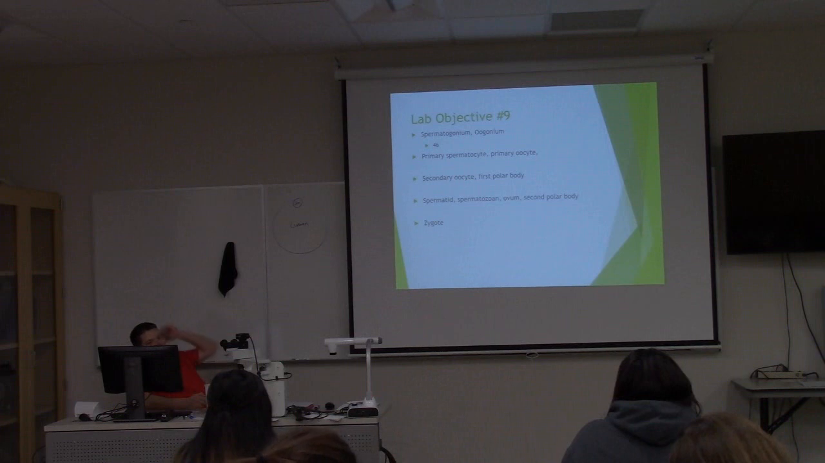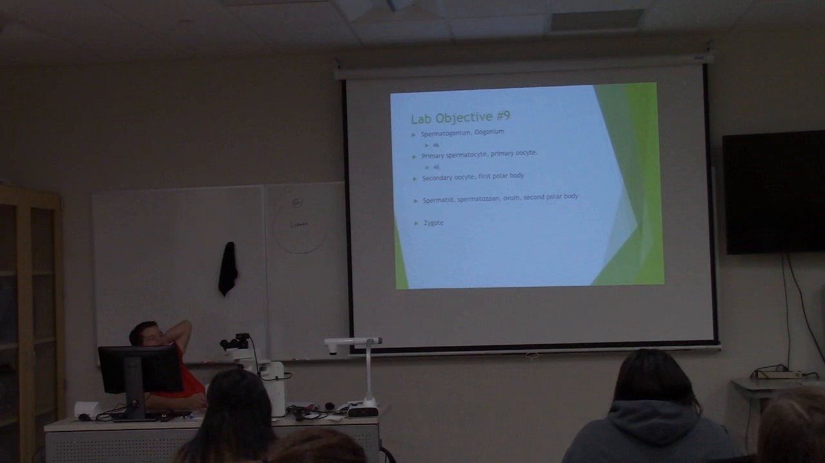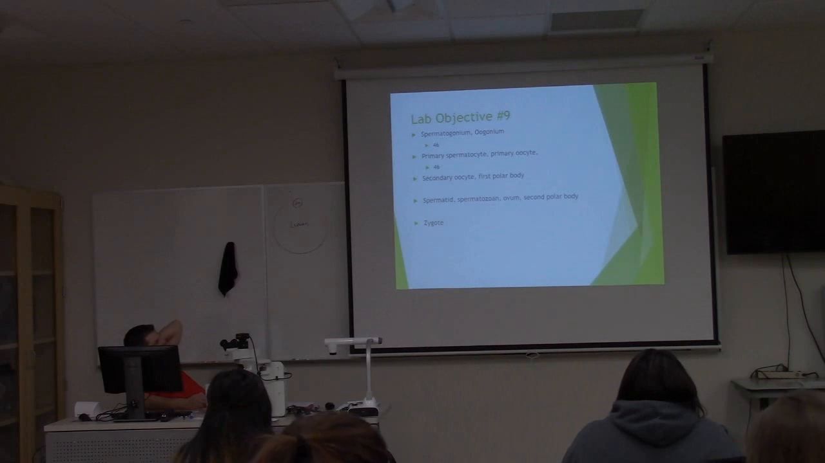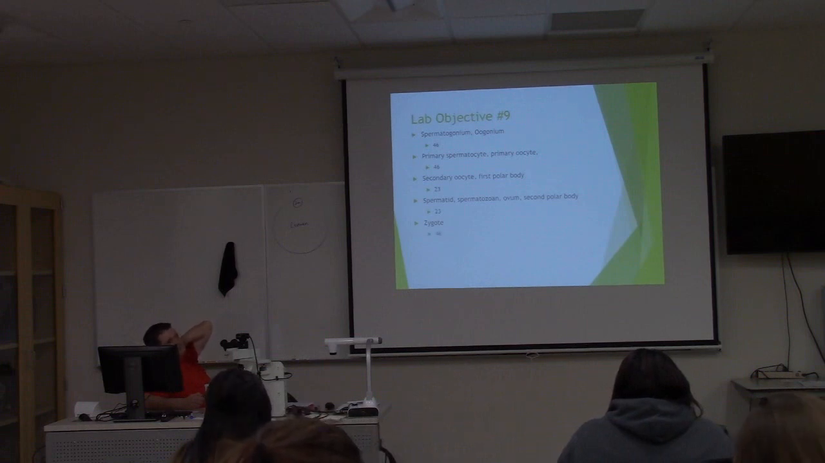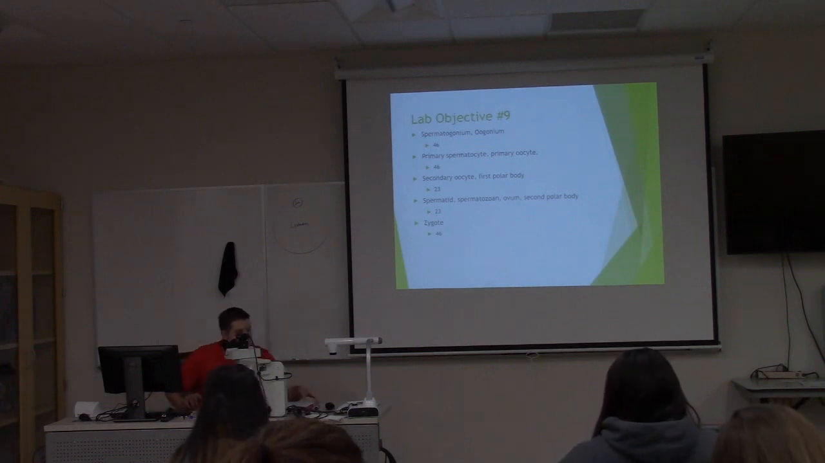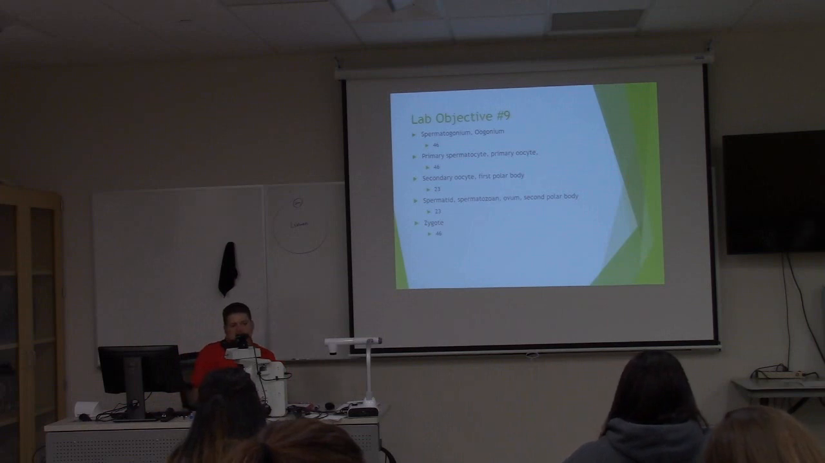46. Primary spermatocyte, primary oocyte? 46. Secondary oocyte, or the first polar body? 23. Spermatid, spermatozoan, ovum, second polar body? 23. And the zygote? 46. Okay, good.